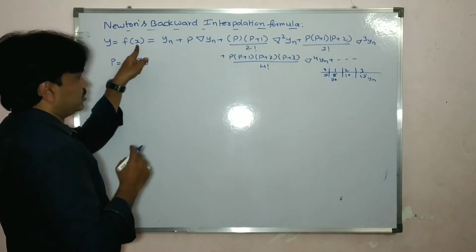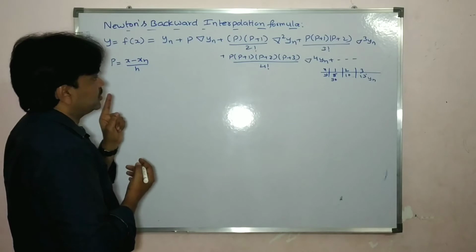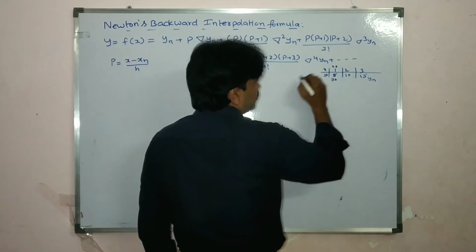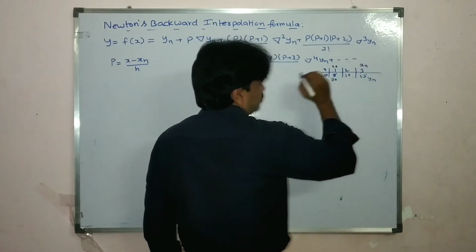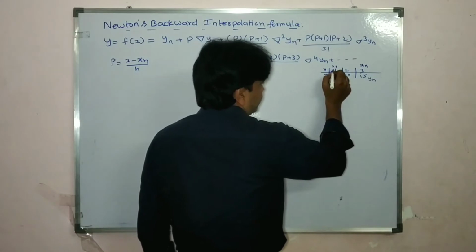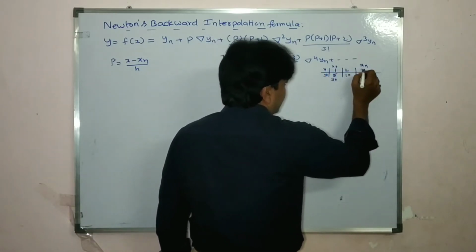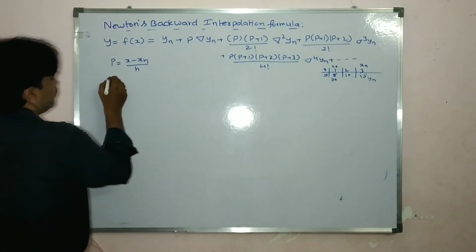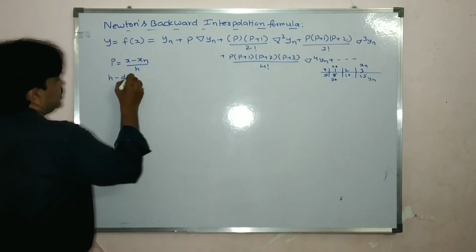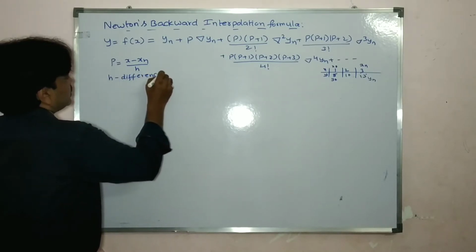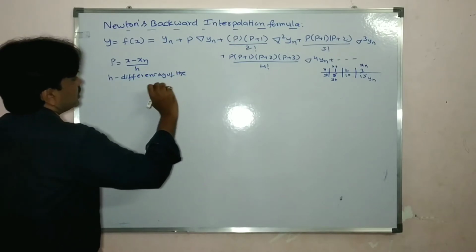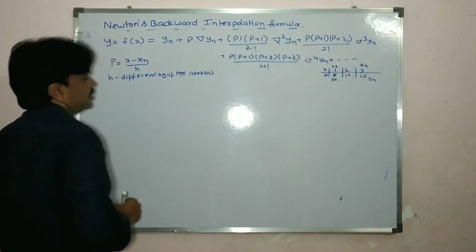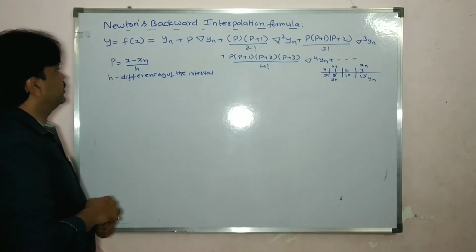It is the given value, the one we are going to find. What is xn there? Tell me, students. The initial value is x0 and the final value is xn. The first value is x0 and the final value is xn. What is h, students? h is the differencing of the interval. Differencing of the interval.